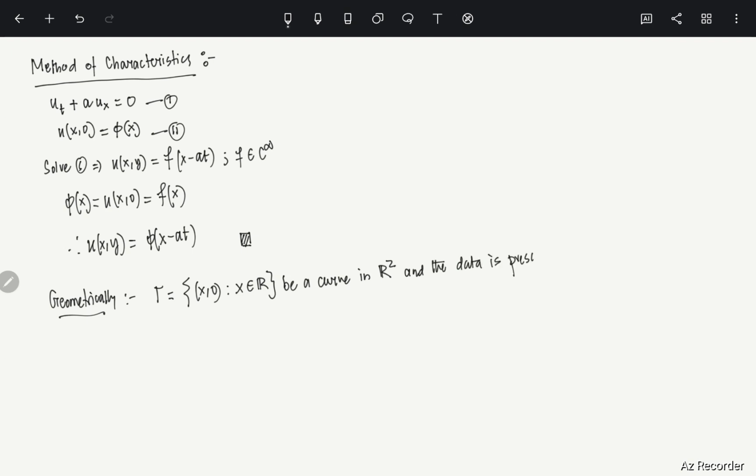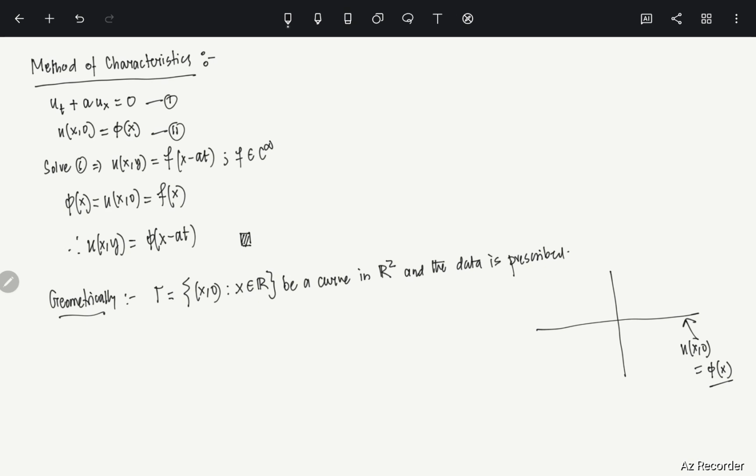If you look at what is given here, on the line (x, 0), so basically y equals 0, on the x-axis the initial data is given. What is the initial data? That u on the x-axis, u at the point (x, 0), is nothing but phi of x. That's the data given to us.